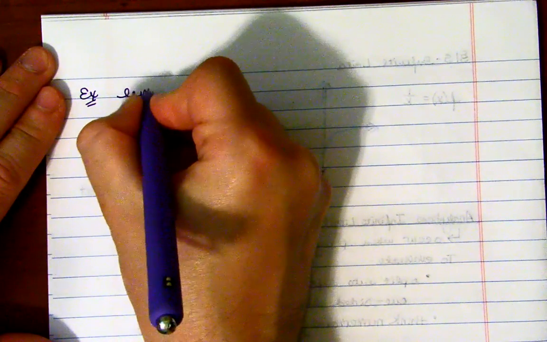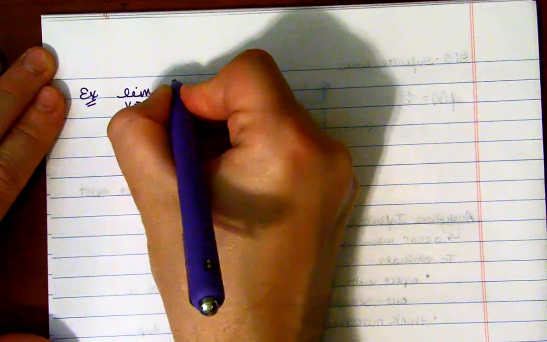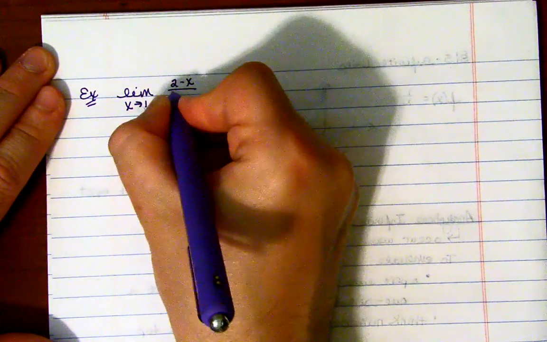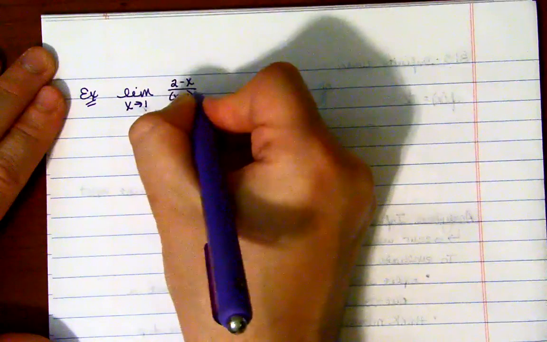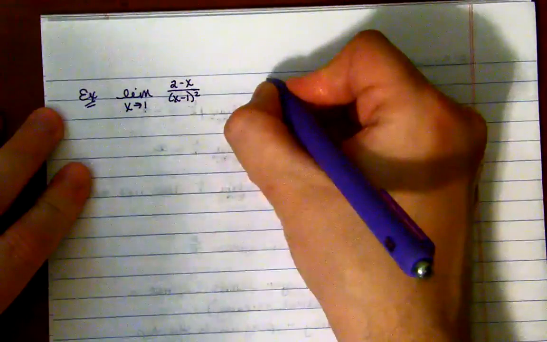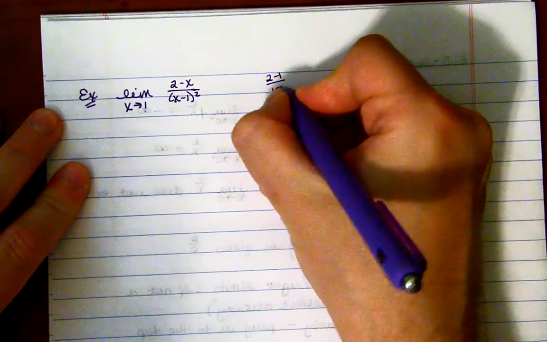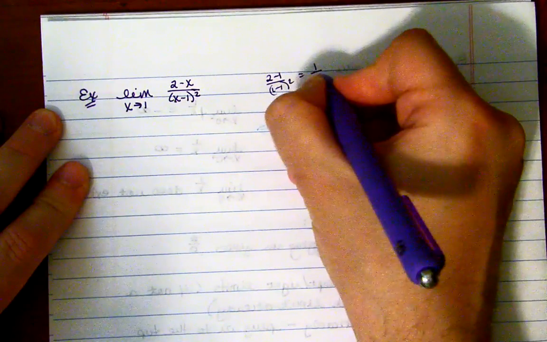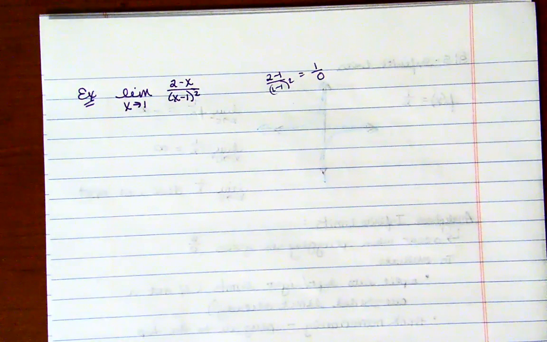Okay, a couple more of these. Let's take a look at the limit as x approaches 1 of 2 minus x over x minus 1 squared. Well, plug in, and you're going to get 2 minus 1 over 1 minus 1 squared. That is 1 over 0. The right form for it to be an infinite limit.